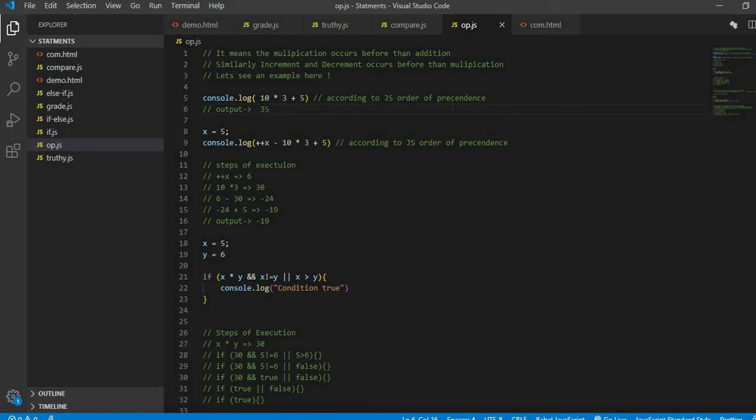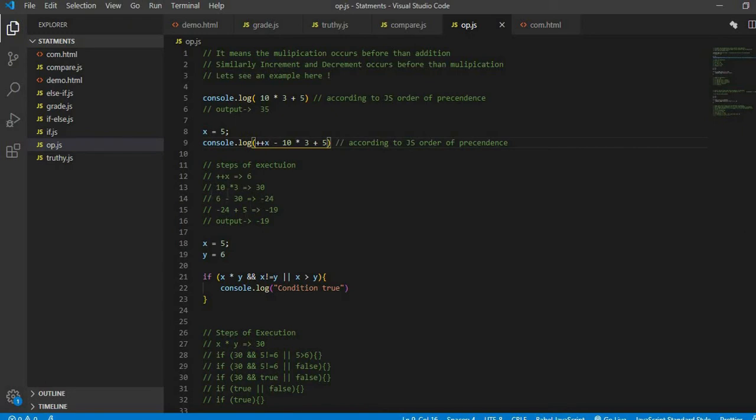The value of x is 5. First, it has done addition. Plus plus x equals 6. Second step is multiplication. 10 into 3 would be 30. Then minus. Plus into minus equals minus. Minus 24 into plus 5 equals minus 19. In output, we got the answer minus 19.